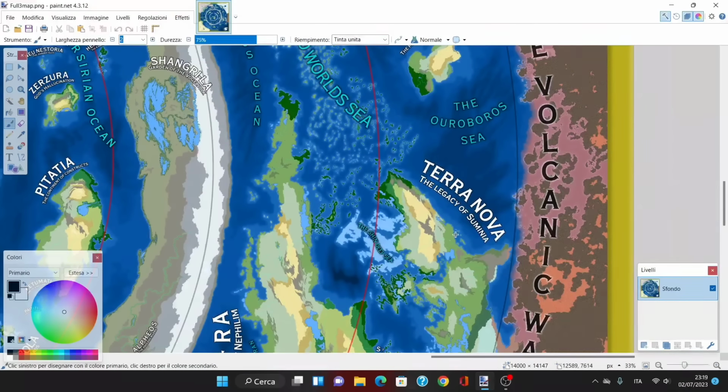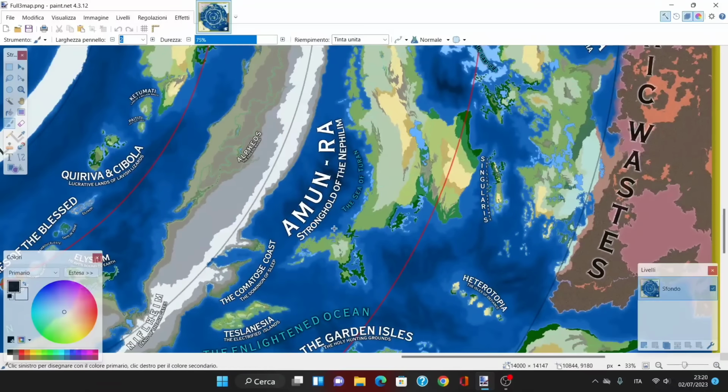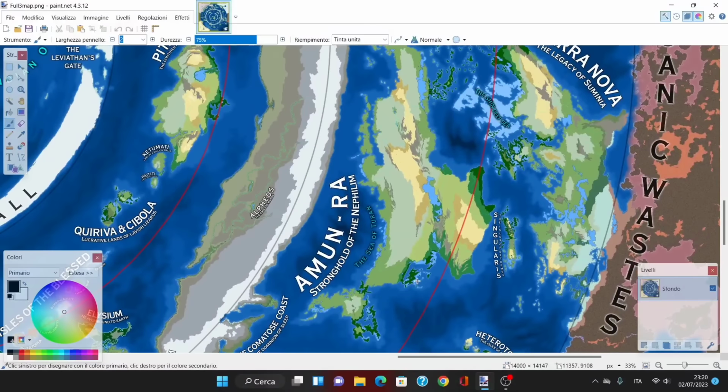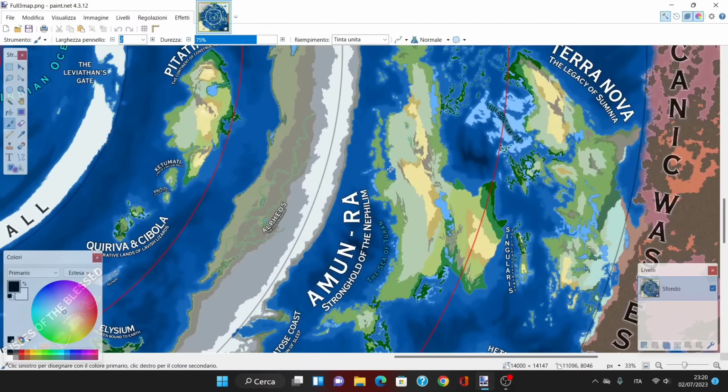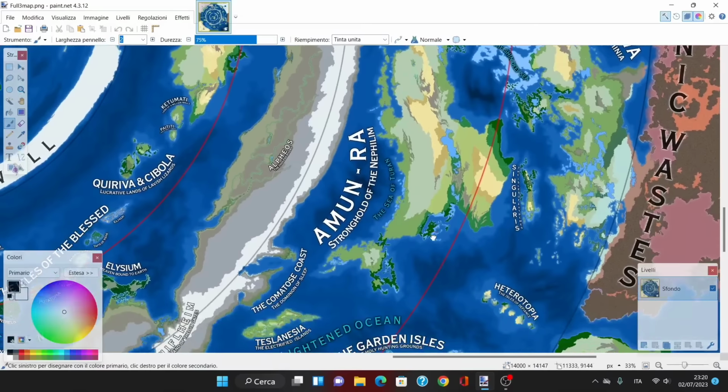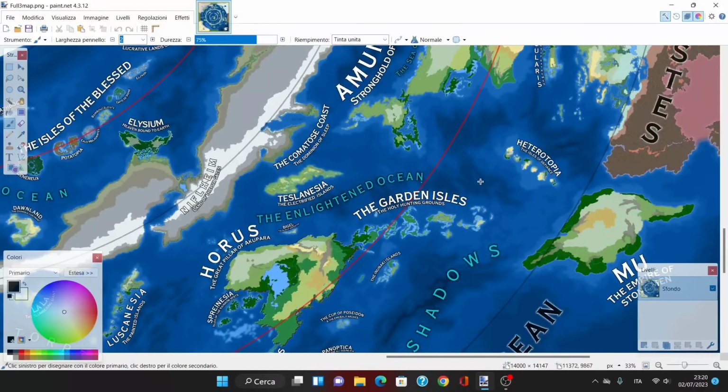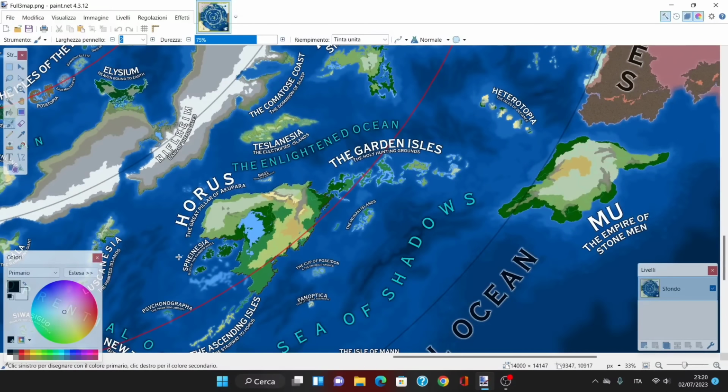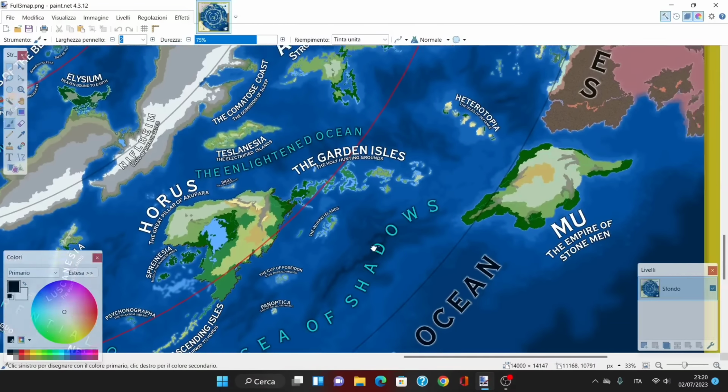And then we have Terra Nova, the Legacy of Sumnia, other places like here, also featured in the map of the Ice Walls by Nos Confunden, so Amun-Ra, Stronghold of the Nephilim, which I actually had to research when I was covering the Nos Confunden map, because I found myself not really knowing what it was about, so I had to look for it, yeah. Then we had the Garden Isles, the Holy Hunting Grounds, I mean, a lot of interesting things, even Horus, the Great Pillars of Akupara, and of course Mu, yeah, the Emperor of Stoneman.